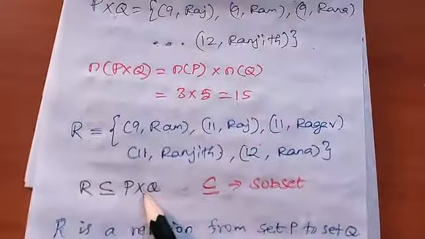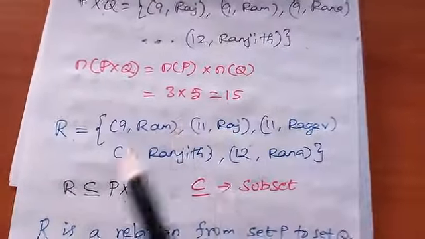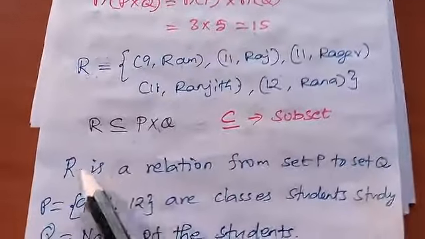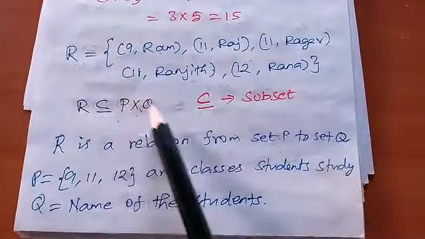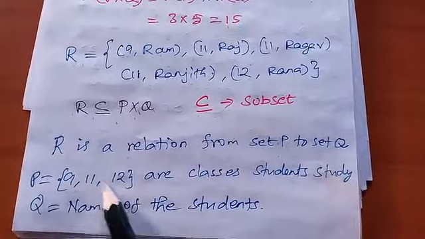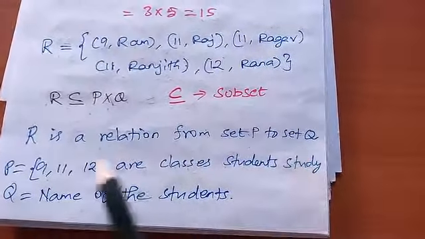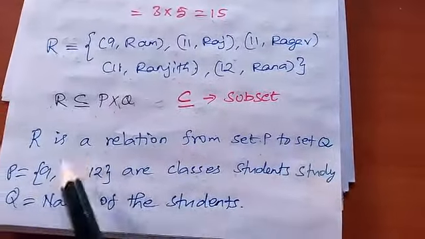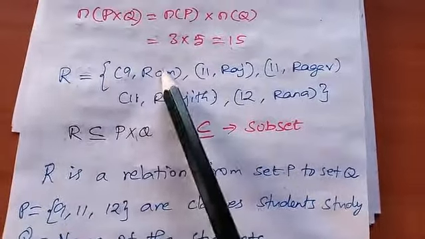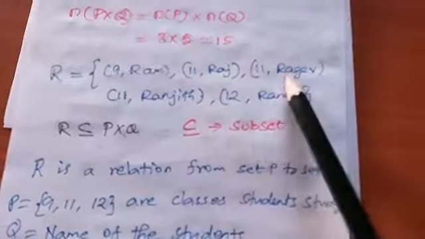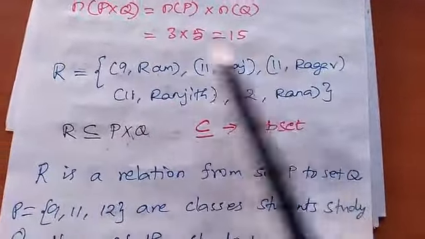When we just started relations and functions, I said A is a subset of B, related. So here R is a subset of P cross Q. So R is a relation from set P to set Q. See here, P to Q. P equal to 9, 11, 12, three elements, are the classes where students study: 9th standard, 11th standard, 12th standard. Here Q is the names of the students. So Ram studied in 9th standard. Raj studied in 11th standard. Raghav studied in 11th standard. Ranjit studied in 11th standard. Rana studied in 12th standard. Likewise, one relation is there.